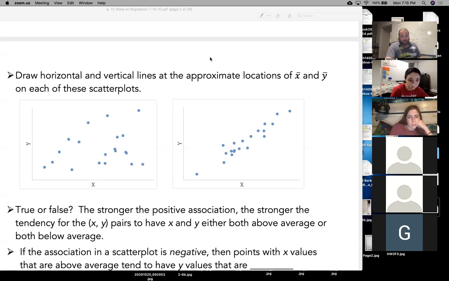So maybe I would do something like this. Would that seem reasonable for this being the average of the x's and the average of the y's?